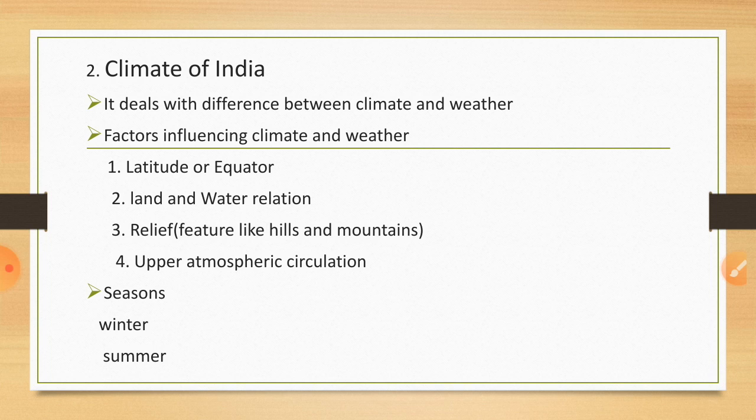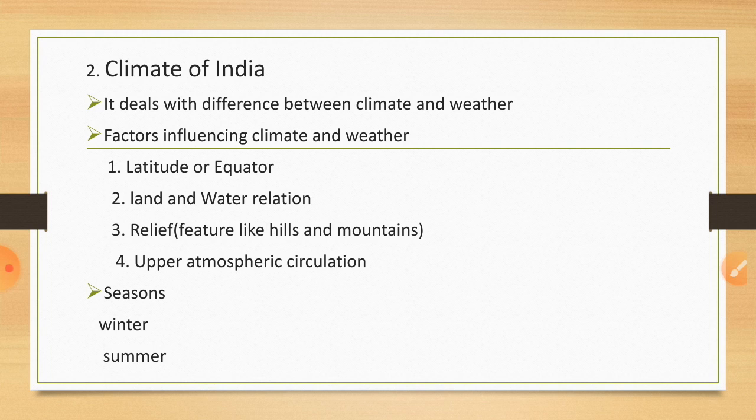And the third is relief. In the sense, once again, it's a feature, and here one of the features, that is hill and mountain, which we have to discuss, and how it impacts their climate. And next is upper atmospheric circulation. It tells about the flow of air currents and how it affects the climatic condition.